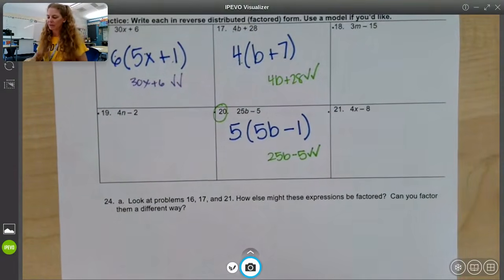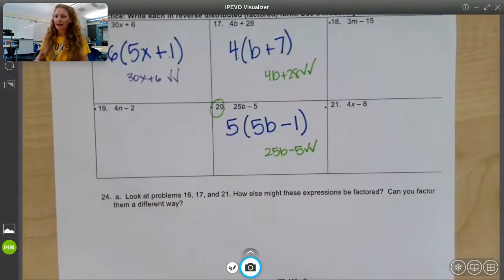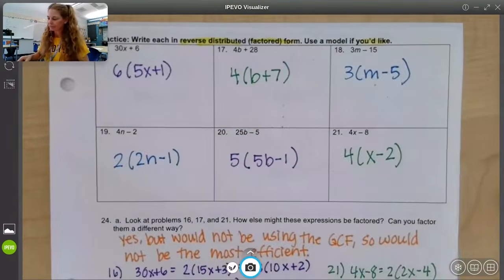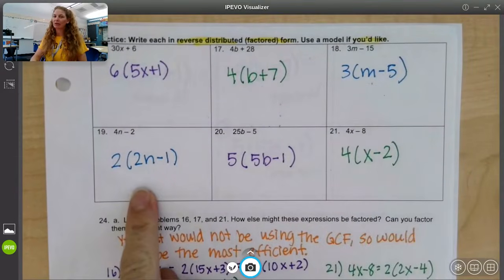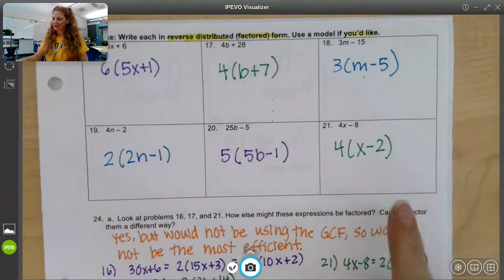So I want you to finish this page. You're finishing 18, 19, 21, and 24, A and B. Pause the video now, and we'll go over it in a second. Let's take a look. 18, 3 groups of m minus 5. 19, 2 groups of 2n minus 1. 21, 4 groups of x minus 2.